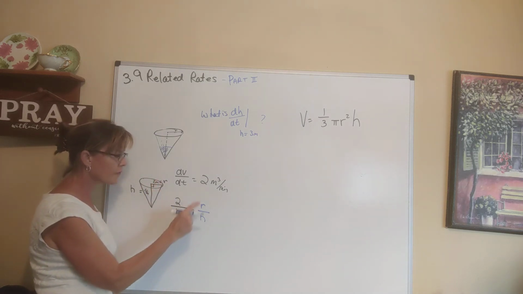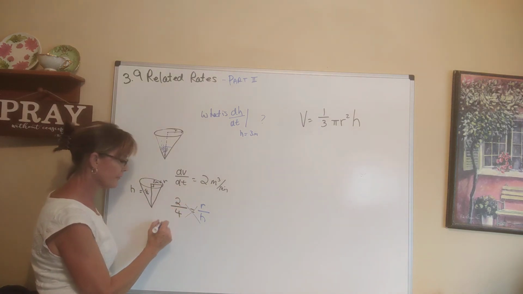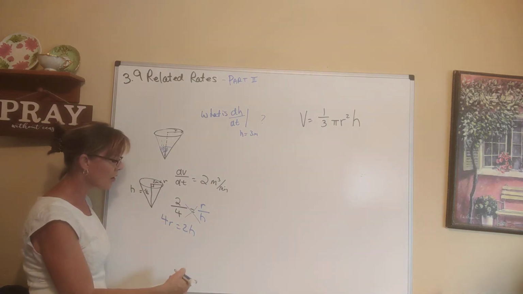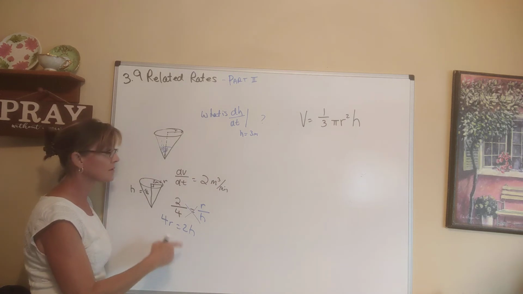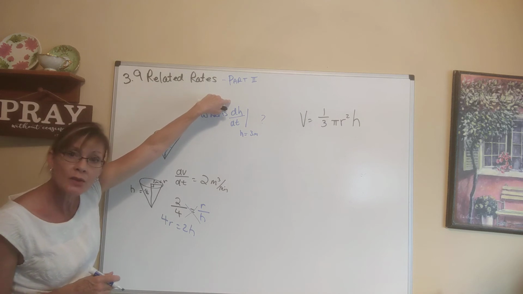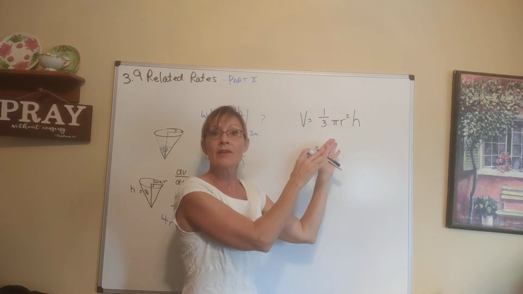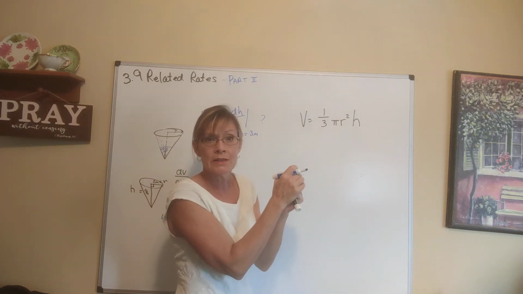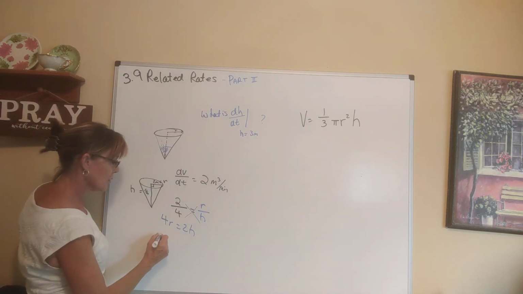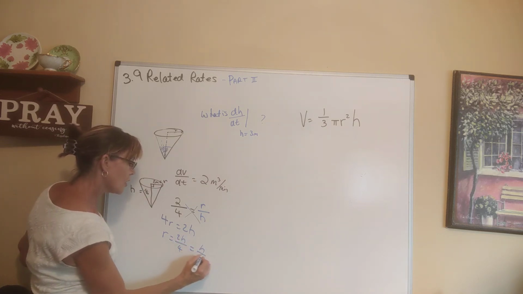Go ahead and solve for R in terms of H or H in terms of R. I'm going to cross multiply. 4R is equal to 2H. Okay, so we can solve for R or we can solve for H, one in terms of the other. When I look at what they're asking me to find, they want me to find dH/dt. So really what I want to do is write this formula all in terms of H and get rid of the R, because I don't know what dR/dt is. So let's see. I'm going to solve for R in terms of H. So R is going to be 2H over 4 or H over 2.